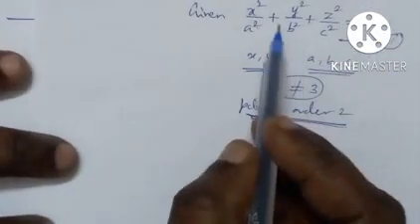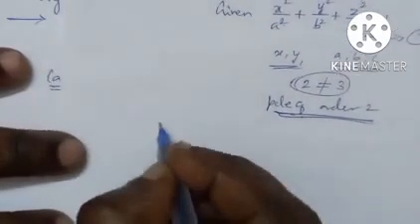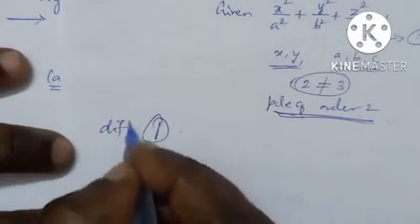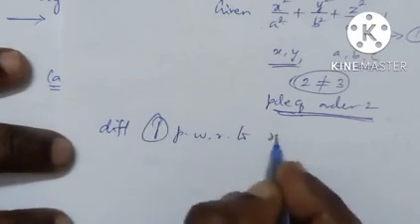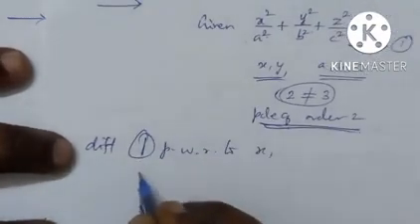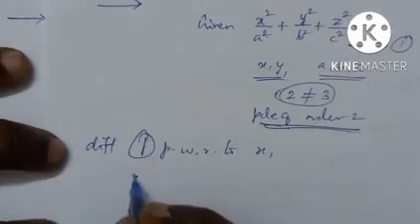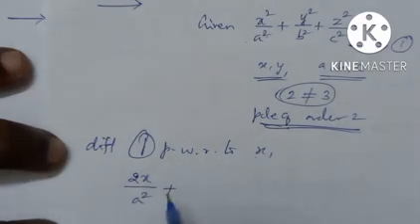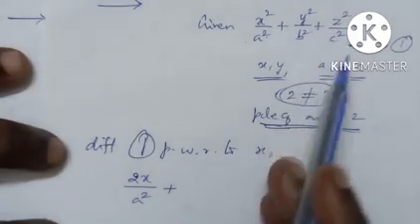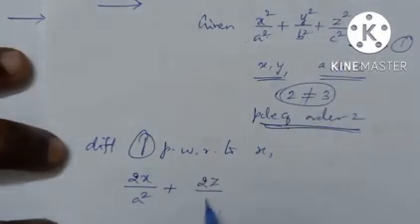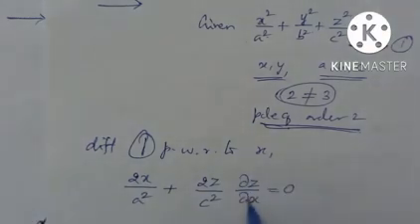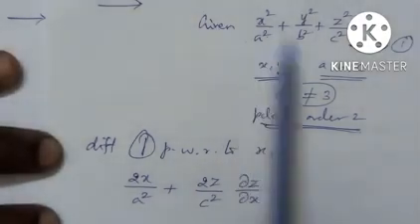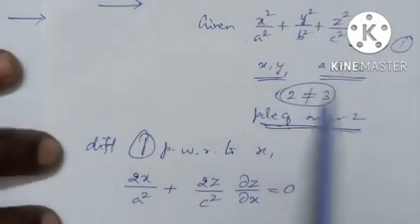Let us do. Differentiate first equation partially with respect to x. Take 1 by a square outside, differentiate x square, 2x. Then y square by b square, when you differentiate with respect to x, it is 0. Take 1 by c square outside, differentiate z square, which is 2z. First you reduce the power, then you differentiate the term z. Don't forget to differentiate the term z, okay?